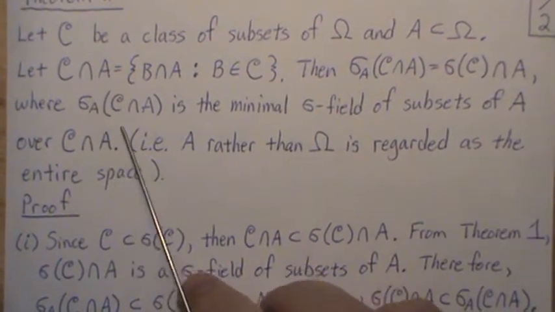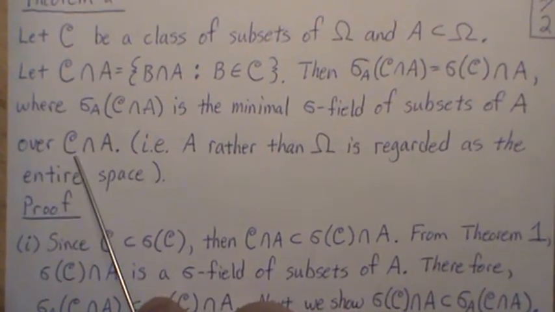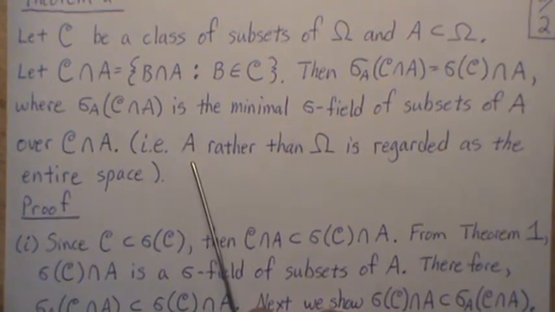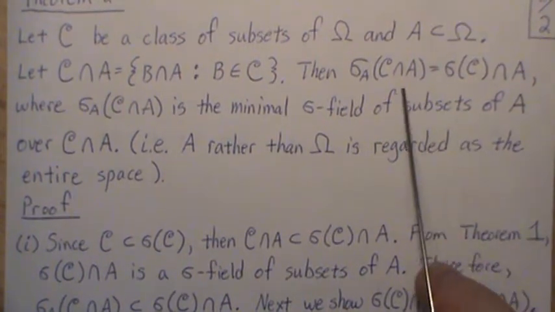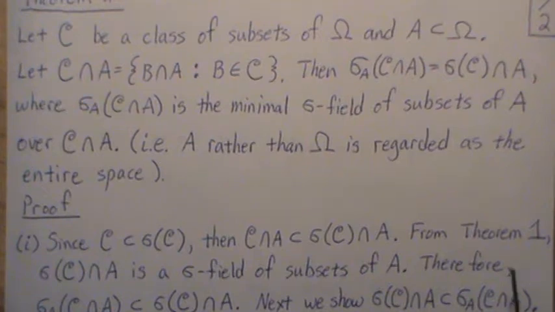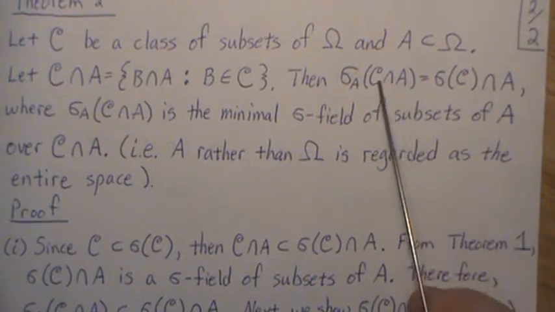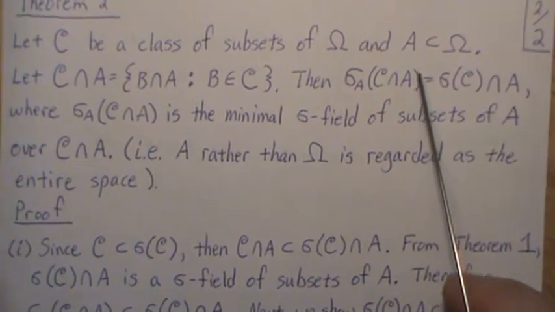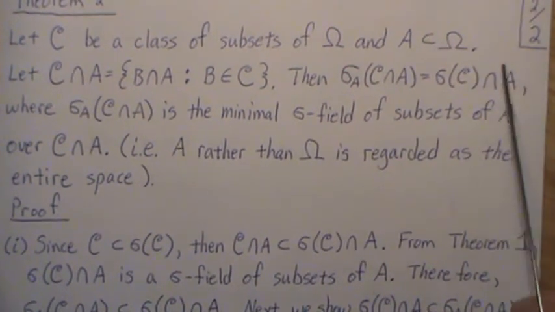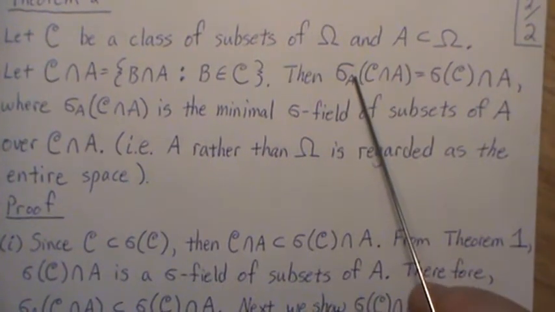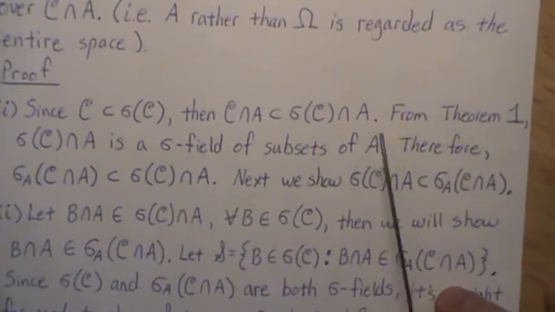Now where sigma_A is the minimal sigma field of subsets of A over the class script C intersect A. What that's saying is A, rather than omega, is regarded as the entire space. And this is quite an intriguing result. So the proof goes like this: in order for these to be equal, we're going to show that these sets are a subset of these, and then we'll show that these sets are a subset of this, and in order to be subsets of each other, they have to be equal. And that's kind of the approach that we're going to use.